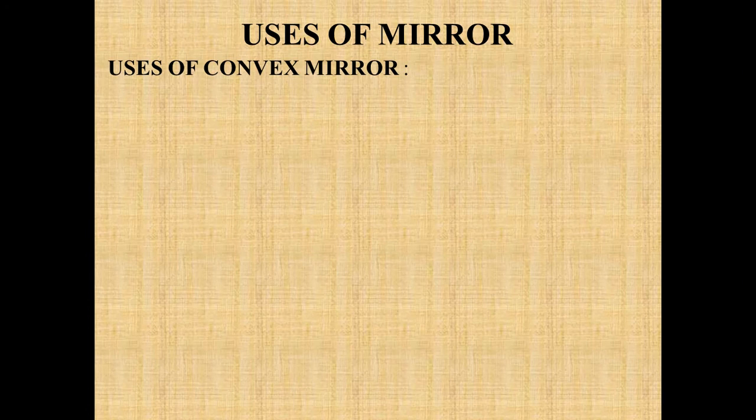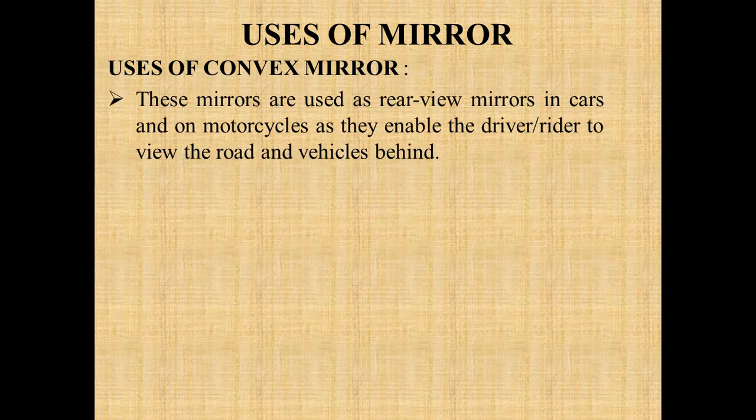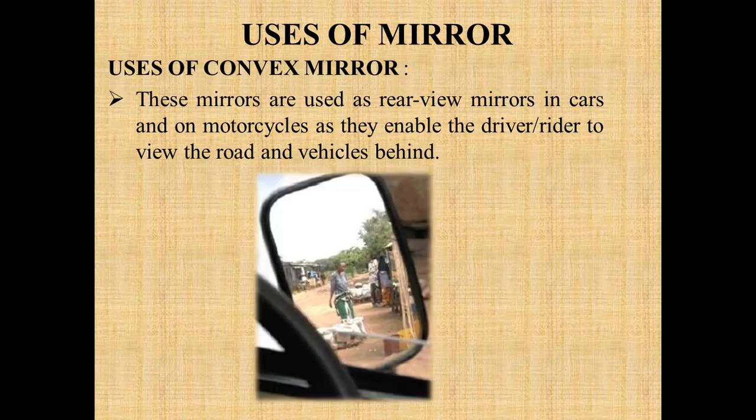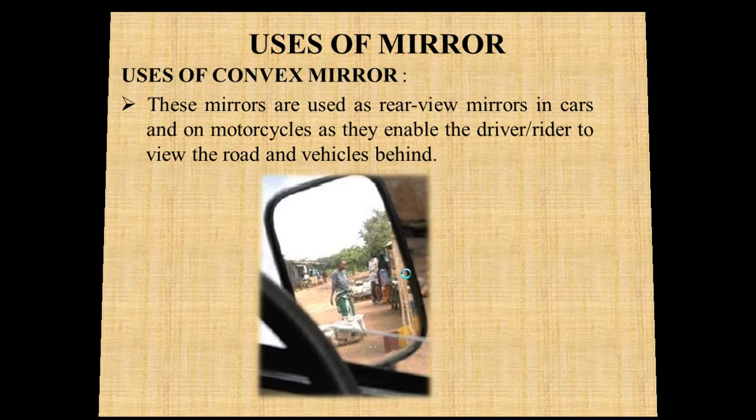So let's discuss a few uses of the mirror. First is the use of the convex mirror. These mirrors are used as rear view mirrors in cars and motorcycles, as they enable the driver or rider to view the road and the vehicles behind. For example, you can see in this diagram a rear view mirror. As it has a greater field of view at a larger distance, many objects you can see in this mirror, so it is known as the convex mirror.